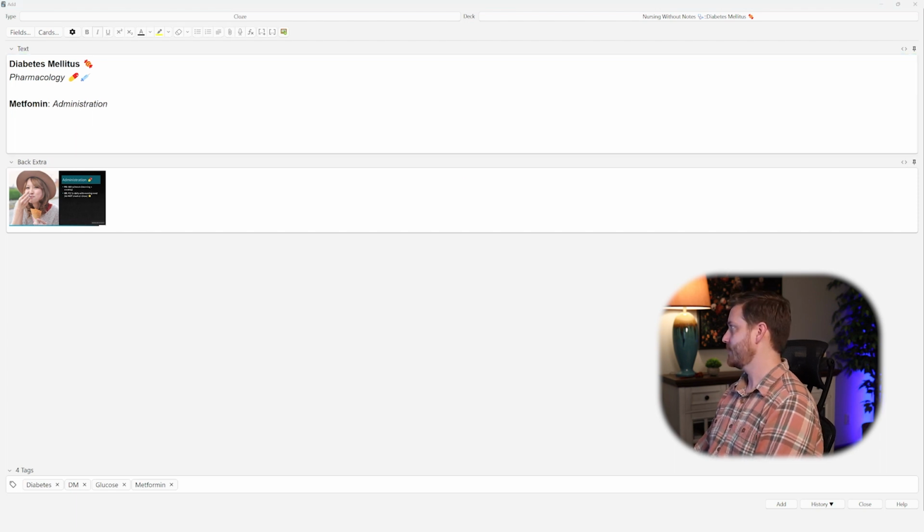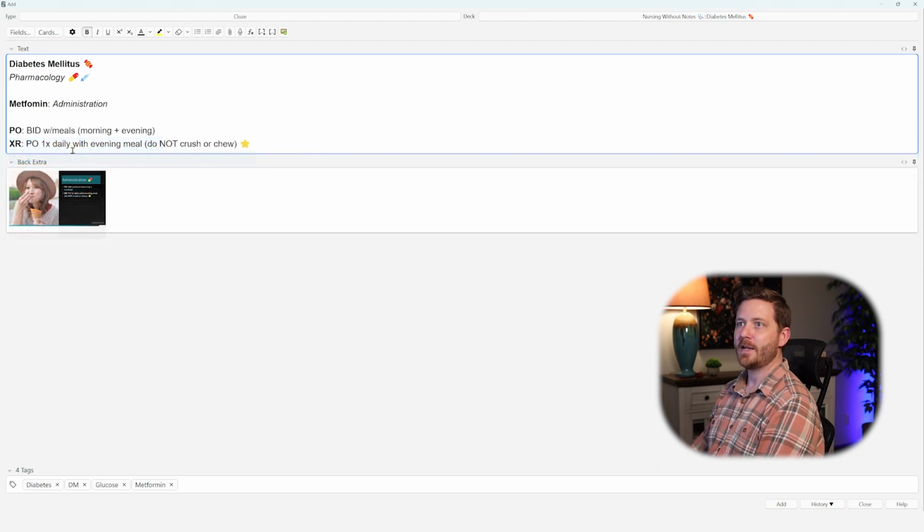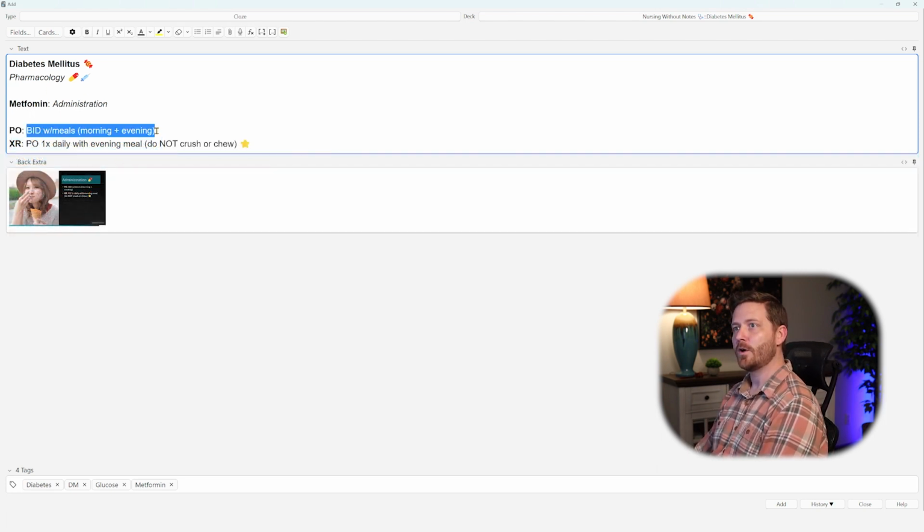So let's take our 2 routes that metformin goes by. And instead of asking questions about these two, I'm just going to make one card here for both.